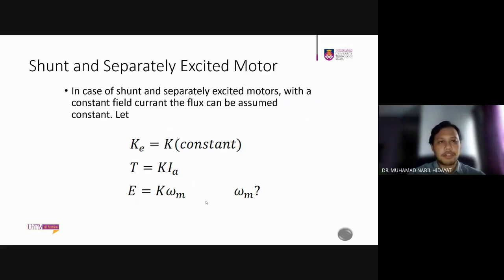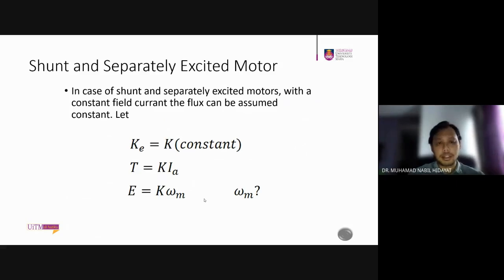For motors of the shunt and separately excited type, you have a constant field current, and the flux can be assumed to be a constant value. So in this case, you have your Ke flux, which we can also consider as a constant value K. That will be our assumption, so you can further simplify your equations.